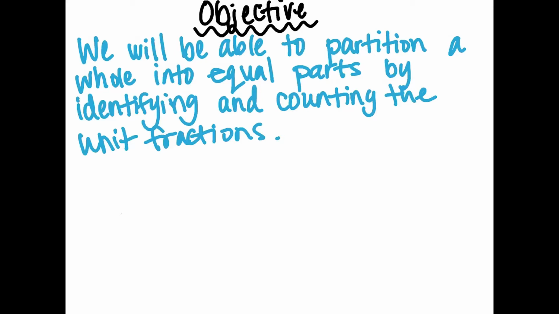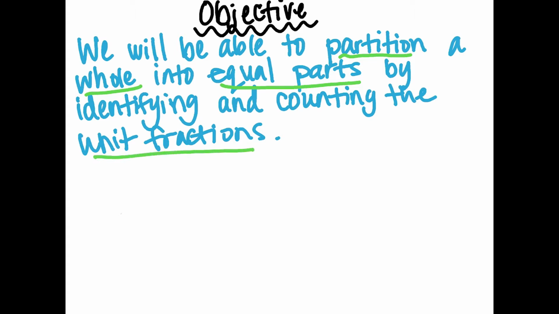All right, hi everybody. So today we are starting a new module, which is Module 5, and we're going to be learning about fractions. And so today our objective is we will be able to partition, that means to break up, a whole into equal parts, by identifying and counting the unit fractions.